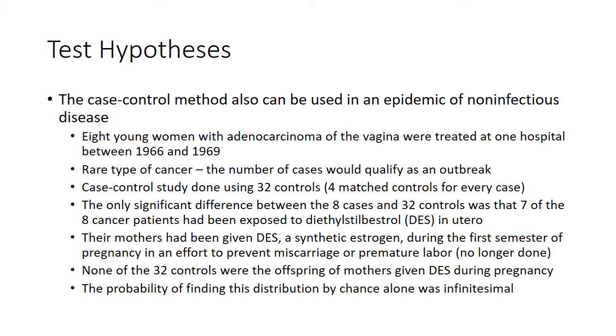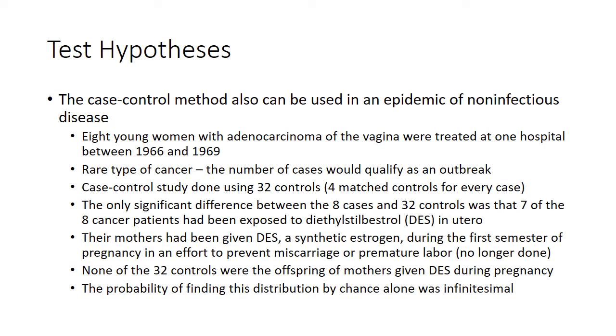Basically, they did a case control study using 32 controls, so 4 matched controls for every case. What they saw was that the only significant difference between the cases and the controls was that 7 of the 8 cancer patients had been exposed to something called diethylstilbestrol, or DES, in utero. It was a synthetic estrogen that had been given to the mothers during the first trimester of pregnancy in an effort to prevent miscarriage or premature labor. We don't really do this any longer, and a lot of it goes back to this case.